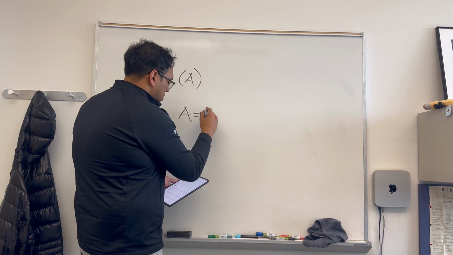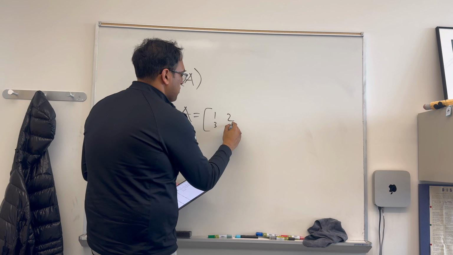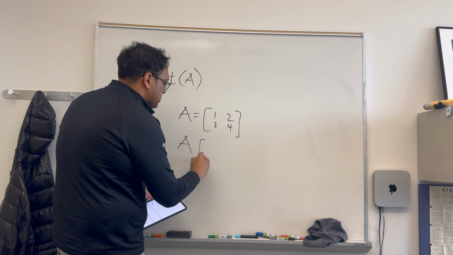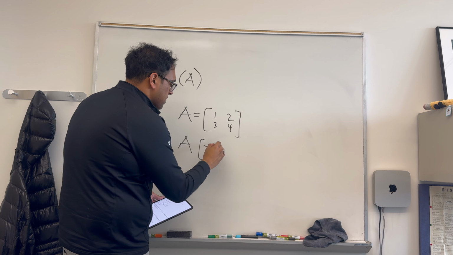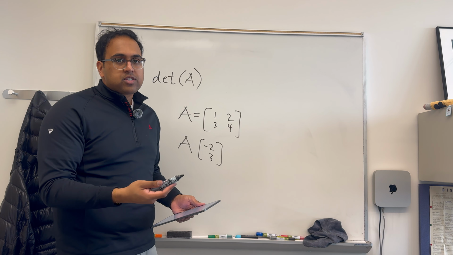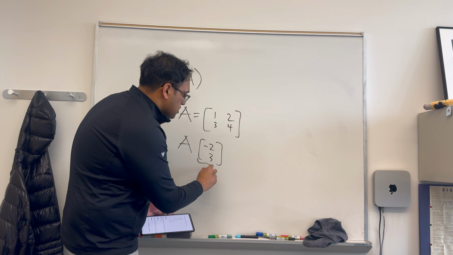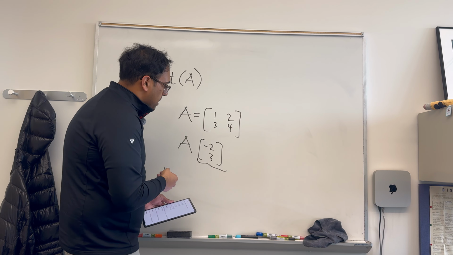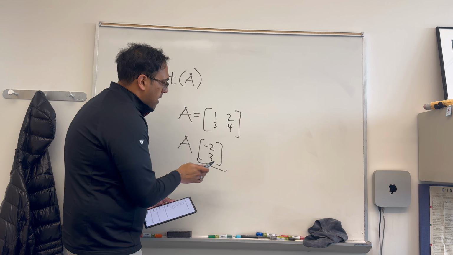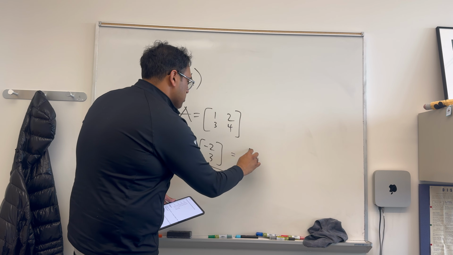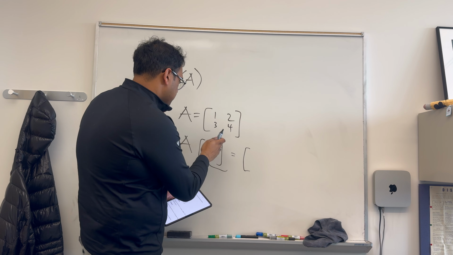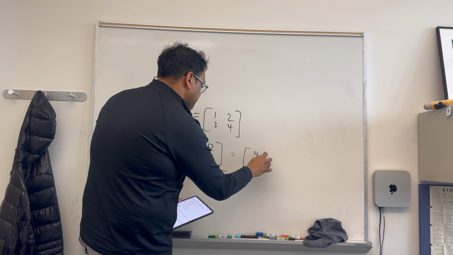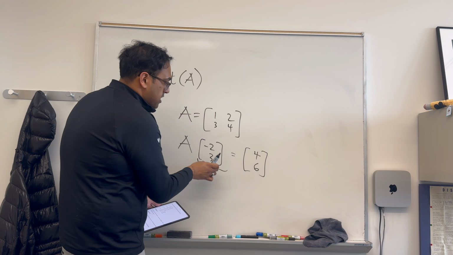Well, suppose we consider the square matrix 1, 2, 3, 4. Multiplying A by some vector x, let's say -2, 3, will return a new vector in R2. So if this is our input to the linear transformation, the output is whatever I get by multiplying A by -2, 3, which in this case looks like 4, 6. So this is the output and this was the input.